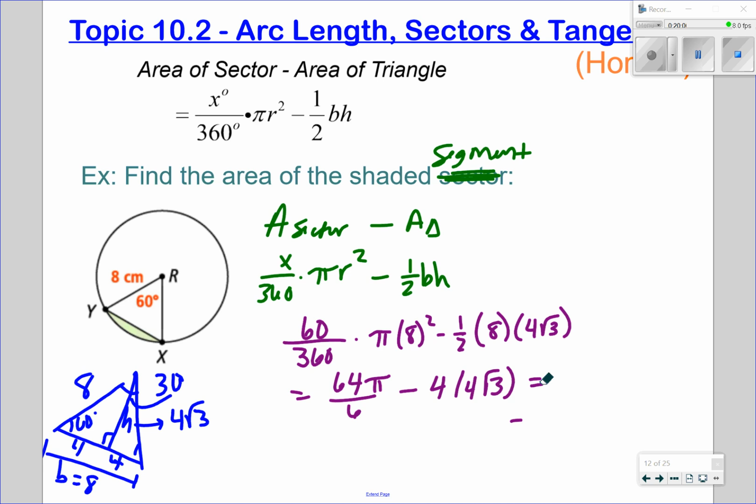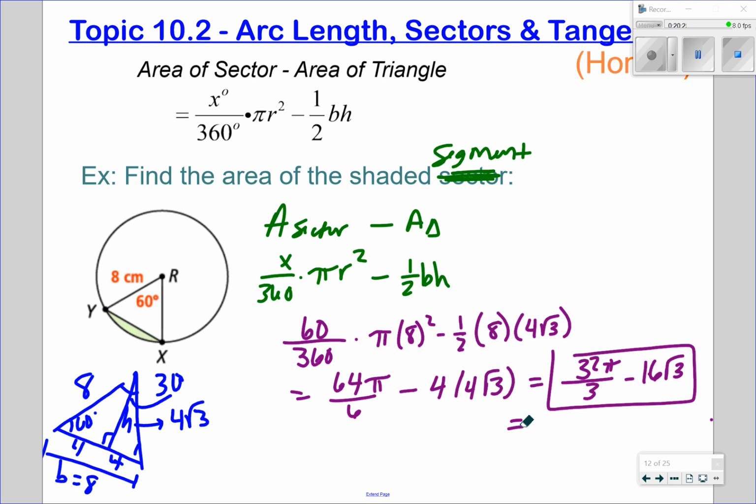Now, 64 over 6, it's not a nice number, but they're both divisible by 2. So this could be 32 pi over 3 minus 4 times 4 is 16 root 3. This would be our answer in terms of pi. Notice we can't combine these. That would be what you would leave as your final answer.